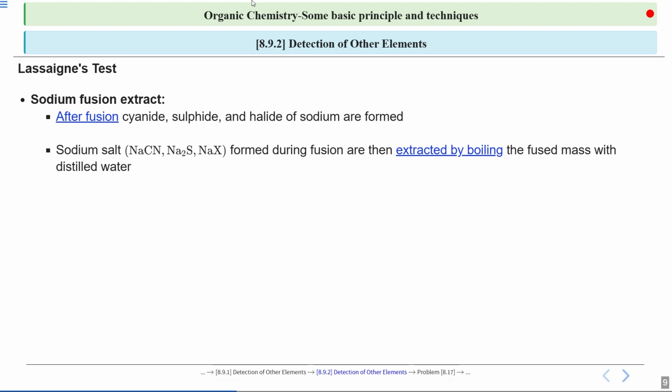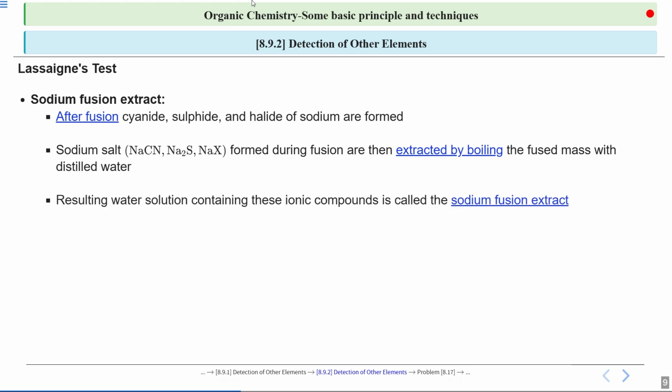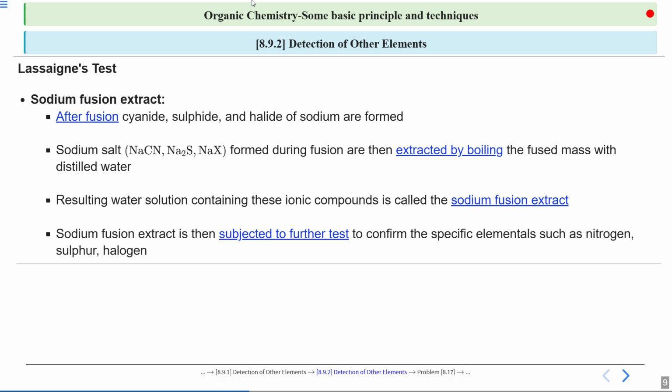The sodium salts formed during the reaction, such as NaCN, Na2S, NaX, are extracted by boiling the fused mass with distilled water. This step is essential for isolating the compound in a solution that we can test further. The solution we get from this process is called the sodium fusion extract. It is important because it contains the ionic compounds we need to test for the presence of elements like nitrogen, sulfur, and halogen. Finally, we subject the sodium fusion extract to further tests to confirm the presence of specific elements.